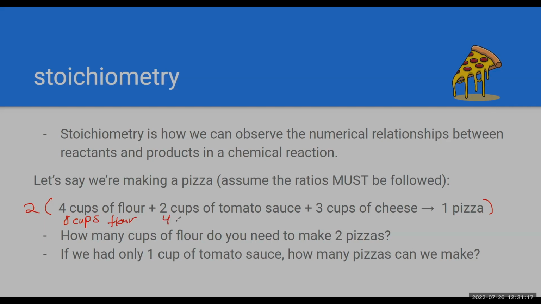That would require 4 cups of tomato sauce. And 6 cups of cheese. And that would get us a total of 2 pizzas because we have double the amount of starting material. So how many cups of flour do we need to make 2 pizzas? We need a total of 8.